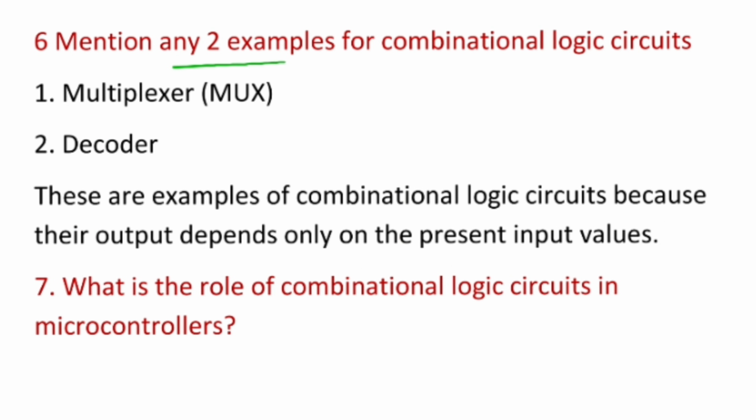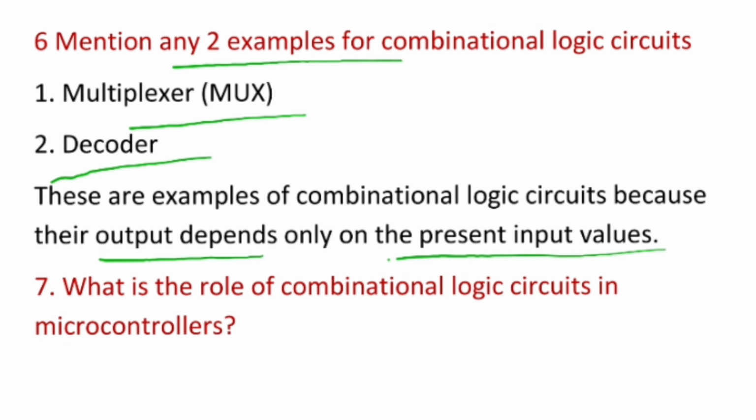Next, mention any 2 examples of combinational logic circuits. It is the multiplexer, which we call the MUX, and the decoder. So these are 2 combinational logic circuits. A combinational logic circuit depends on the input values, and the output is based on the present inputs.